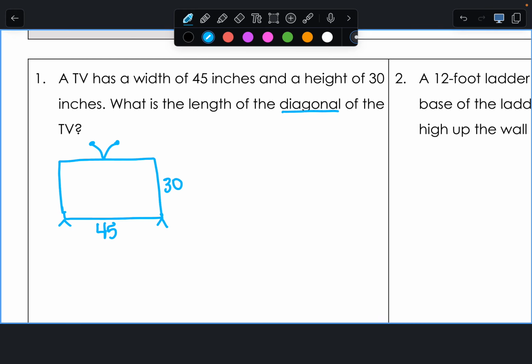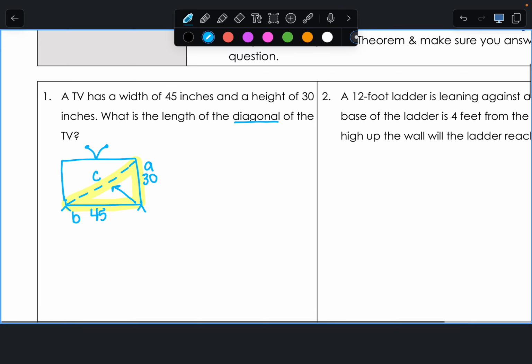Diagonal is a slanted line, right? So I'm going to draw a diagonal line going through the TV. And notice we now have what type of triangle? A right triangle. So 30 and 45 are going to be considered my what? What sides? A and B. So that tells me that we're looking for what side? C. So A squared plus B squared equals C squared.